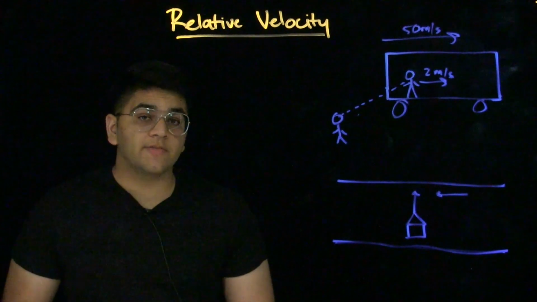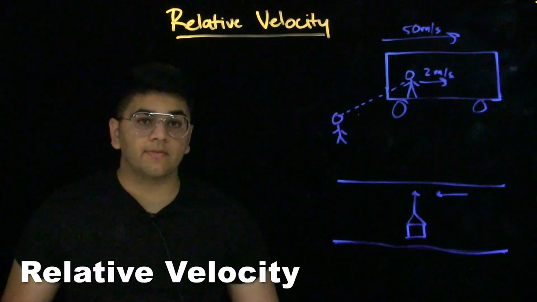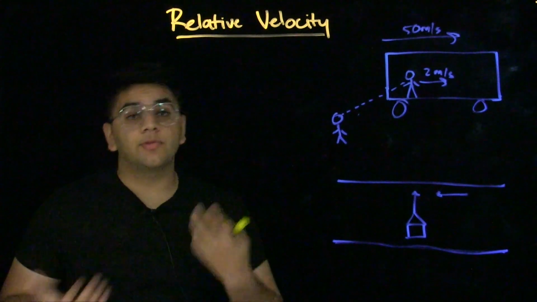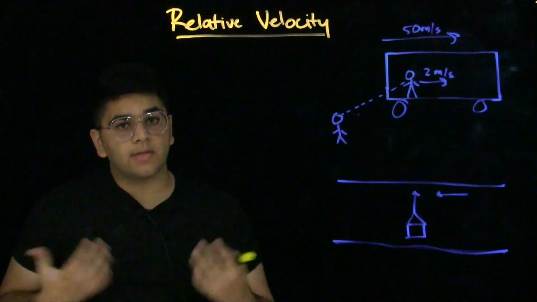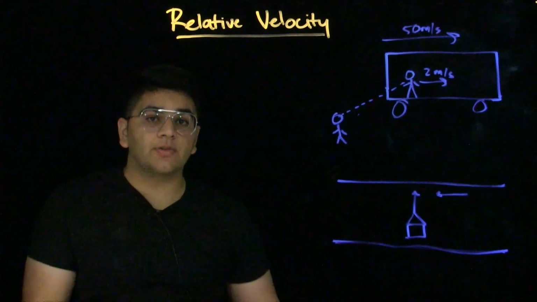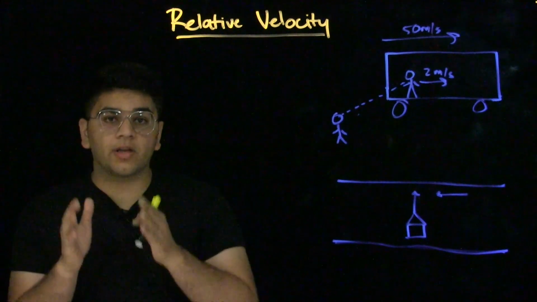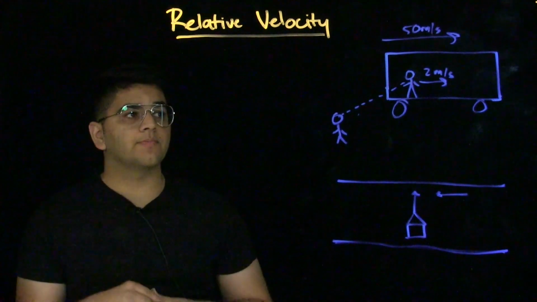Hello everyone. In this video, we will be talking about relative velocity. In relative velocity, we're considering a motion from two different perspectives, in some cases, or we're considering a vector addition due to the motion of other objects affecting our moving object in different perspectives.